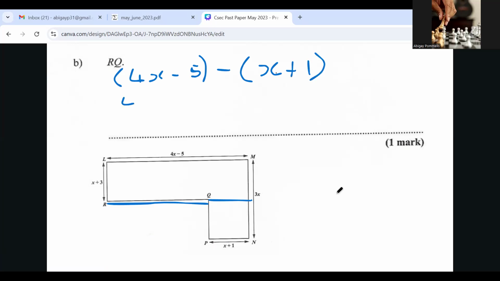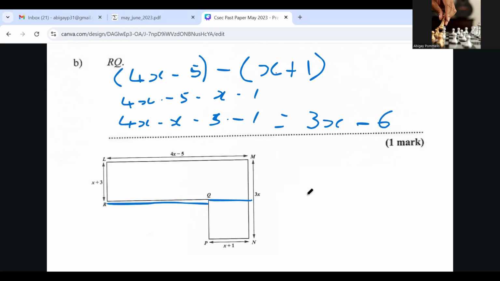All right, so this is 4x minus 5 minus x minus 1. So we combine like terms for 4x minus x. Then subtract 5 minus 1 will equal 3x minus 5 minus 1, -6. So that's our answer right there.